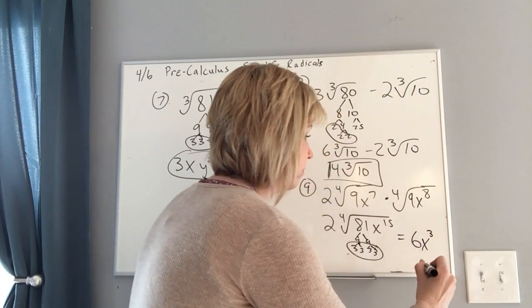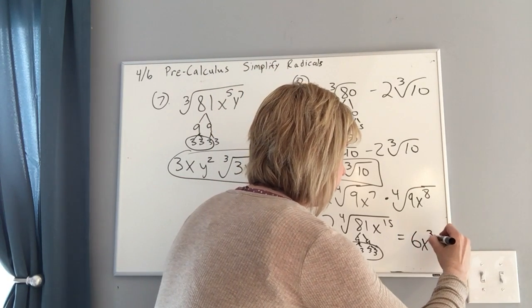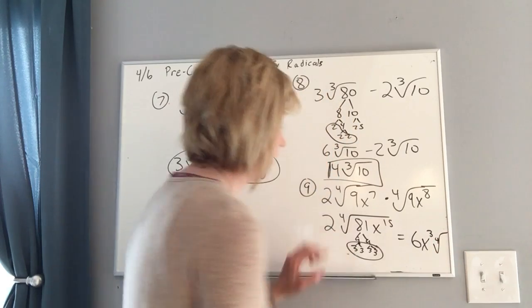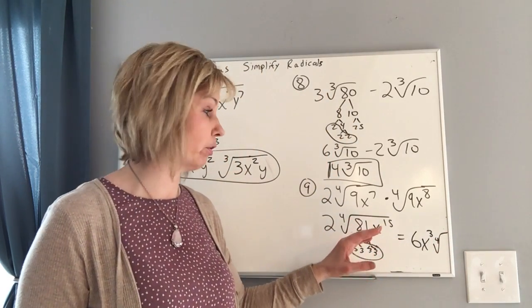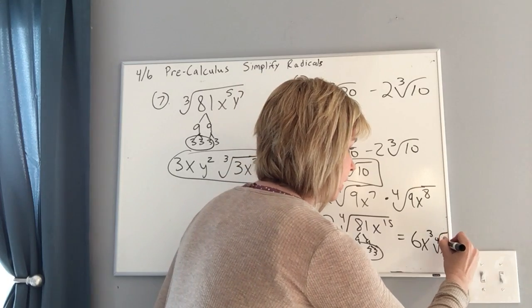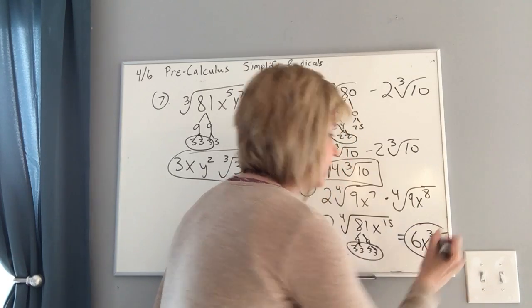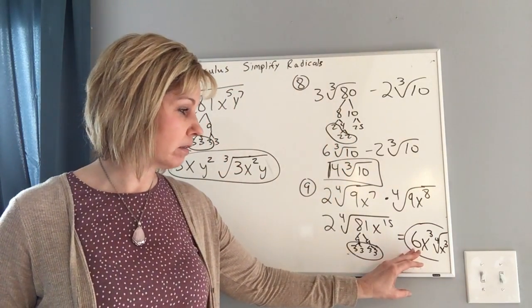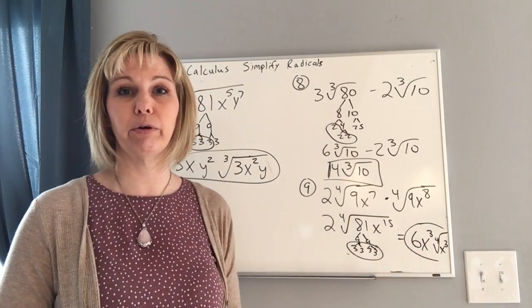So x cubed. And then underneath the 4th root, make sure you put a little 4 in the handle. 4 goes into 15, 4 times 3 is 12, so 15 minus 12 should be 3 left over. So x cubed. We'd say that is 6x cubed times the 4th root of x cubed.